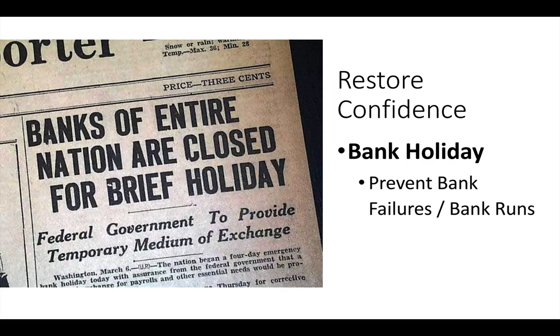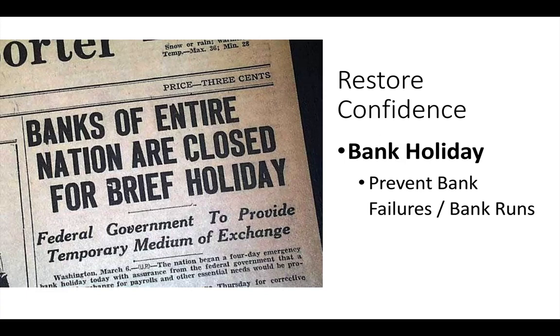So one of the first things FDR does is he declares a bank holiday. The idea of the bank holiday was he makes all the nation's banks shut, and then he goes through their books. And he does not let any bank open unless they are in good financial shape. And the banks that aren't in good financial shape either stay closed or he'll help them get their books in order or what have you.